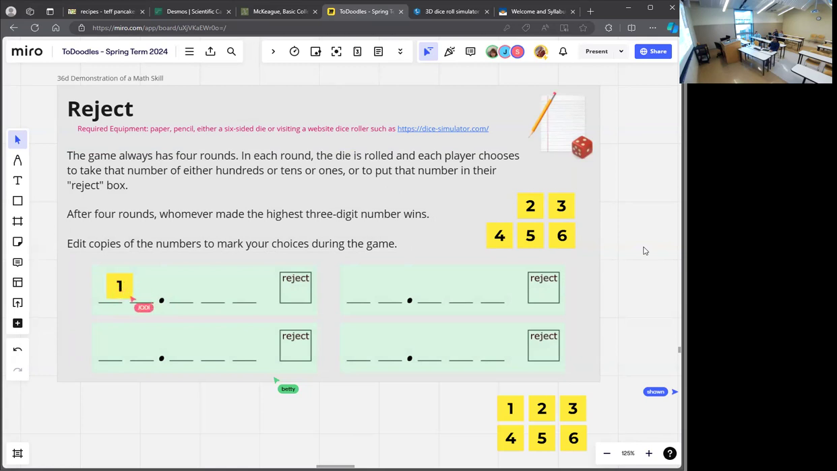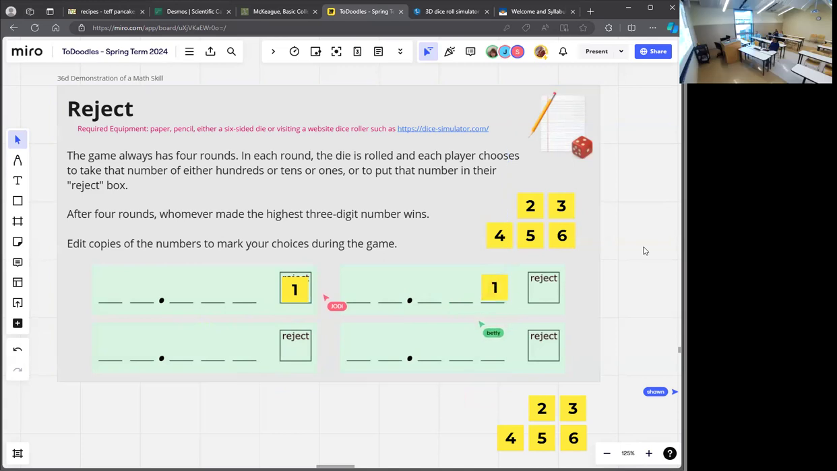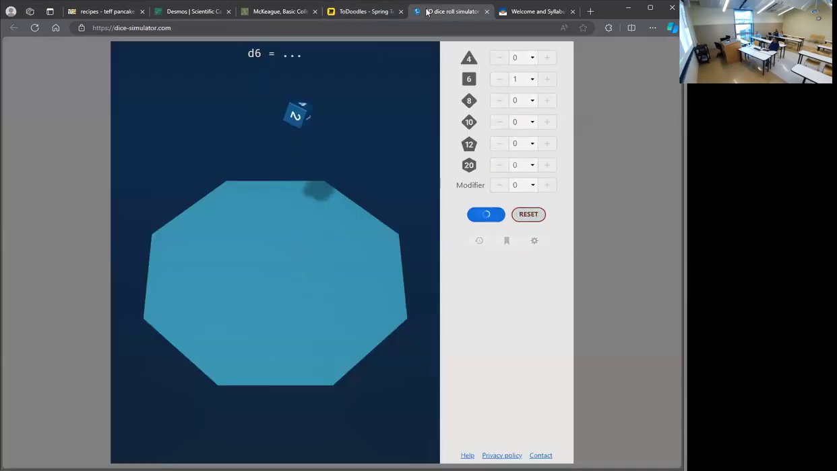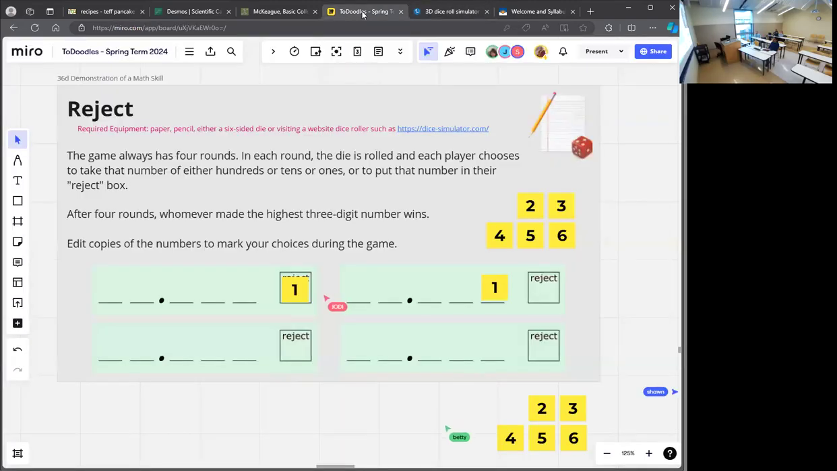Nah, I changed my mind. Where's the reject? Oh, there it is. Okay, Betty, where are you going to put your 1? My 1, I want to put it on the here. Yes. Okay, we'll roll again. A 5. So grab a 5 and put it where you want.